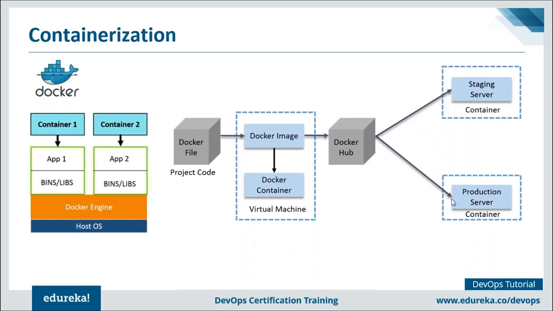So let us focus on the diagram that is in front of your screen. Here we have the host operating system, on top of which we have the Docker engine. We have no guest operating system here, guys. It uses the host operating system. And we are running two containers. Container one will have application one and its binaries and libraries. Container two will have application two and its binaries and libraries. So all I need in order to run my application is this particular container or this particular container, because all the dependencies are already present in that container.